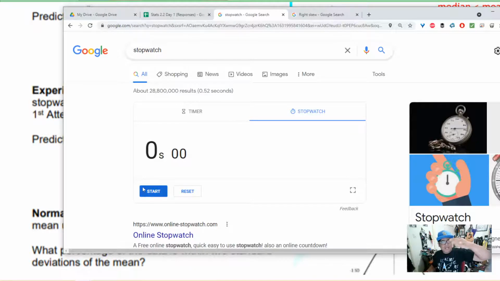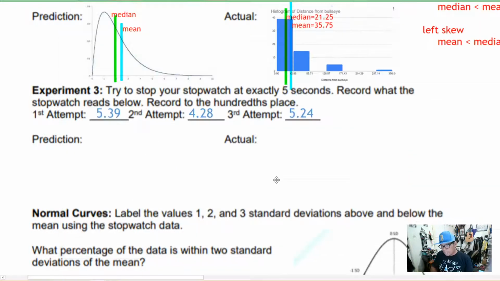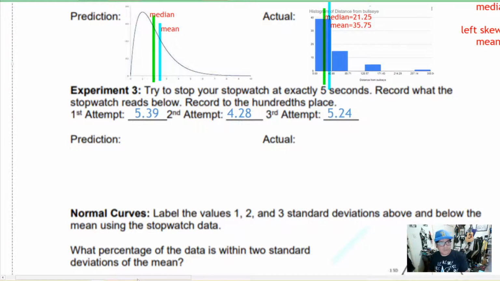So I'm going to close my eyes and count to 5. So we got 0, 1, 2, 3, 4, 5. So I'm at 5 seconds and 5.39 seconds. Let's put that in my worksheet. And we'll also do a couple of other measurements. So I got 5.39, 4.28, and 5.24.